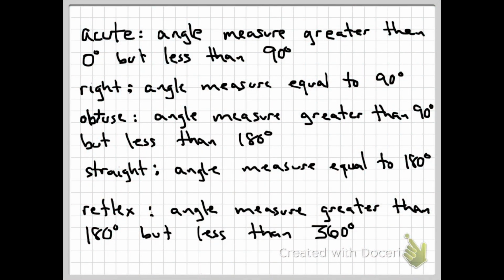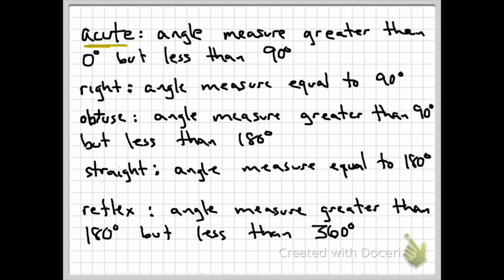All right, so let's take a look at some of the definitions of different types of angles. The first one we have is an acute angle, which is an angle measure greater than 0 degrees but less than 90. So these look like rather small or narrow angles, and think of the word acute. It's cute because it's tiny.